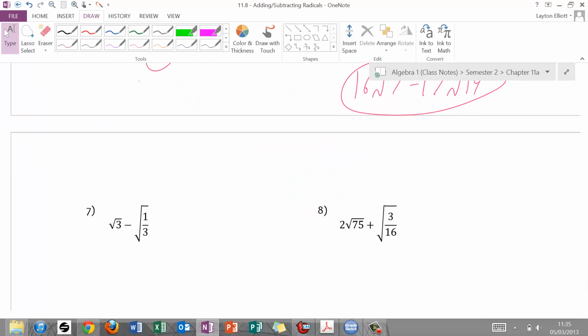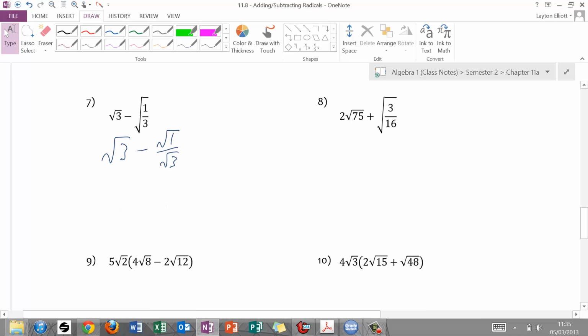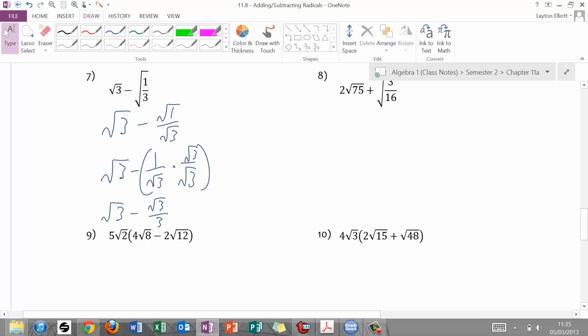Moving over to back, we now have problems with fractions. We have to simplify the fractions before we go. Radical 3 minus radical 1 over radical 3, which is radical 3 minus 1 over radical 3. Now, this 1 over radical 3 I need to rationalize to make rational. Rationalize the denominator. So I'm going to multiply it by radical 3 over radical 3, and that's going to get me radical 3 minus, I have radical 3 over 3.